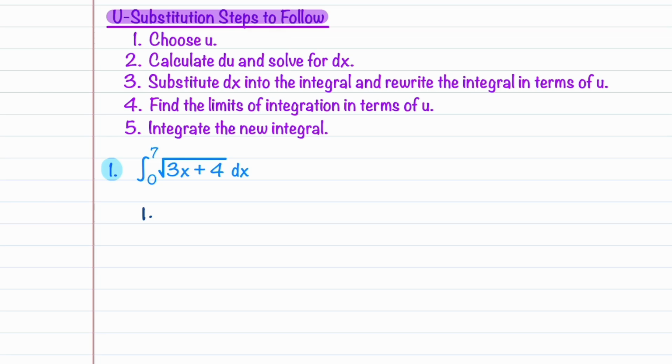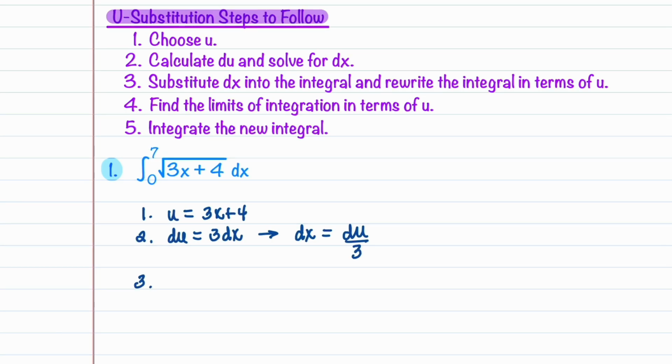Our first step is to choose what we're going to let u be equal to. Our first choice should always be to make u equal to the function whose derivative is in the integral. I'm going to let u be equal to 3x plus 4. And then in step 2, we're going to calculate du and solve for dx. Du is equal to 3 dx. And that gives us that dx is du all divided by 3.